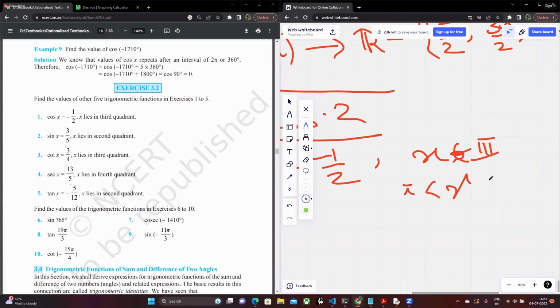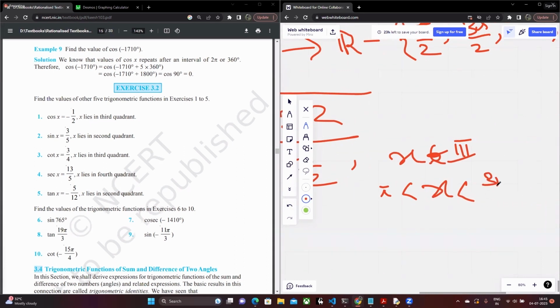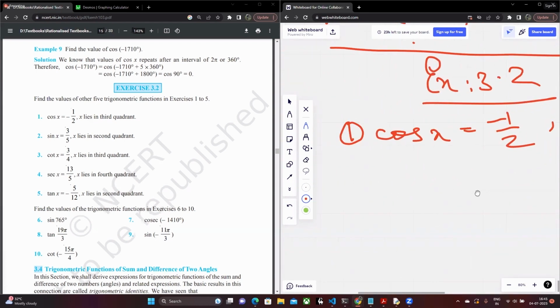pi is less than x is less than 3 by 2. That is the angle bound for the third quadrant. You can write this, no big issue.